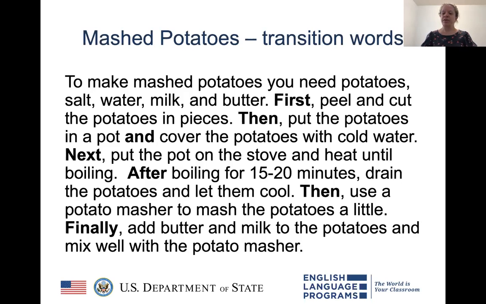To make mashed potatoes, you need potatoes, salt, water, milk, and butter. First, peel and cut the potatoes in pieces. Then, put the potatoes in a pot and cover the potatoes with cold water. Next, put the pot on the stove and heat until boiling. After boiling for 15 to 20 minutes, drain the potatoes and let them cool. Then, use a potato masher to mash the potatoes a little. Finally, add butter and milk to the potatoes and mix well with the potato masher.